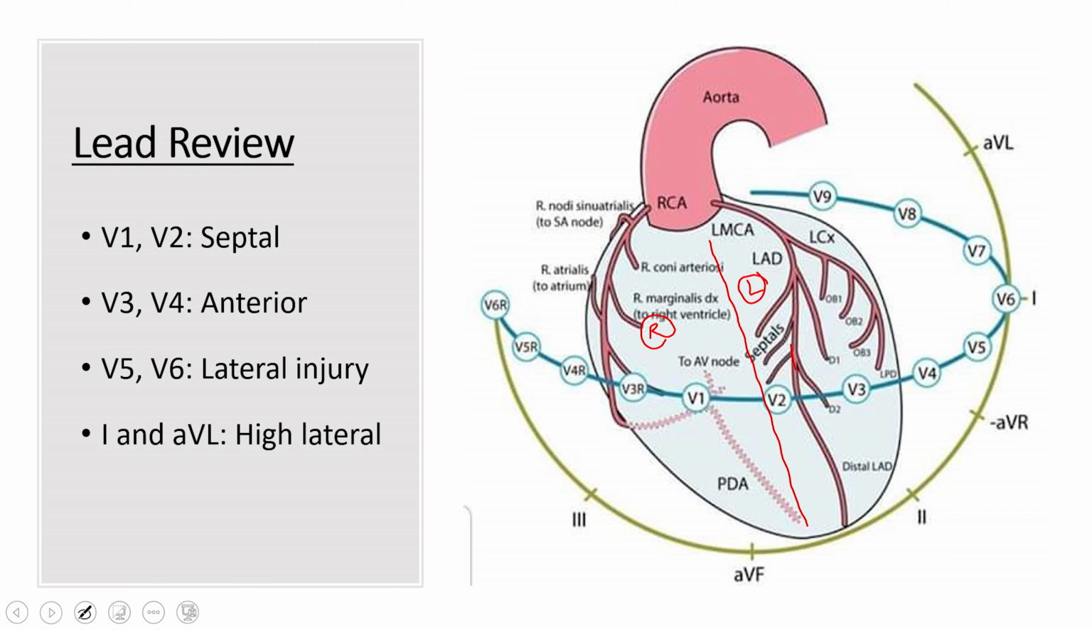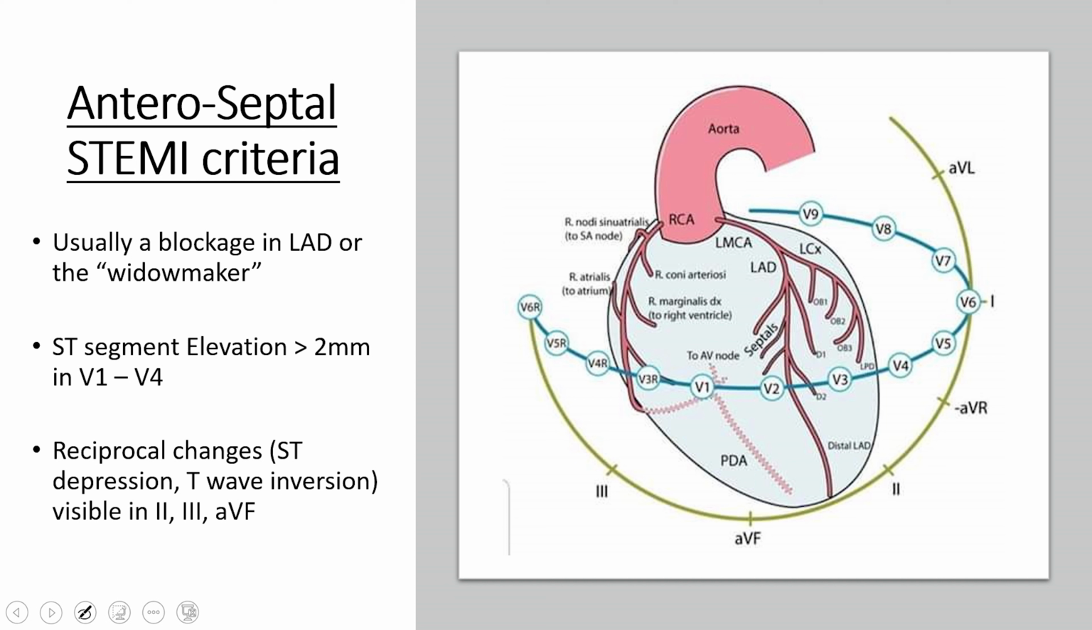And then 5 and 6, as you move over towards the armpit, they're looking at the lateral side of the heart. So they can tell you a lot about the circumflex artery, or maybe even higher towards the back near the left main. And that's where you get into 1 and AVL. Out here, some of your limb leads are also looking at those high lateral areas of the heart. So just a little anatomy review there.